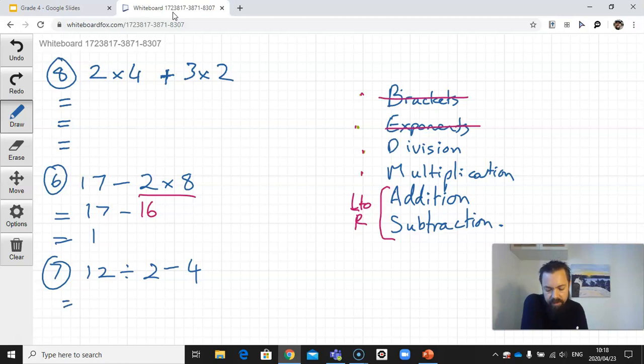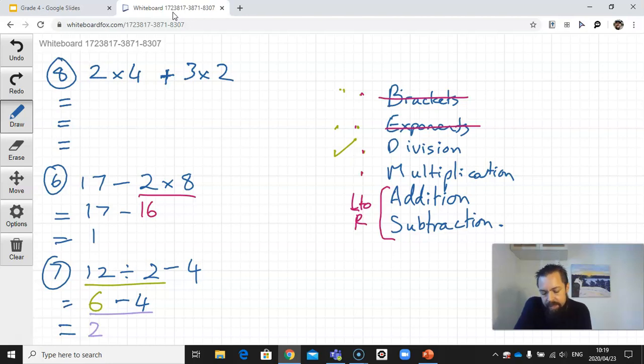If you need more time for number 7, pause the video. Let's have a look. Well, we don't have any brackets, we don't have any exponents, we do have division, so let's start with that. So 12 divided by 2. Another way of asking that is how many 2's fit into 12? The answer is 6, so 2, 4, 6, 8, 10, 12, 6. And I'm going to leave my minus 4 unchanged. I'm not doing anything with it, I'm just rewriting it on the next line. Only have the one thing left to do. 6 minus 4 is 2.